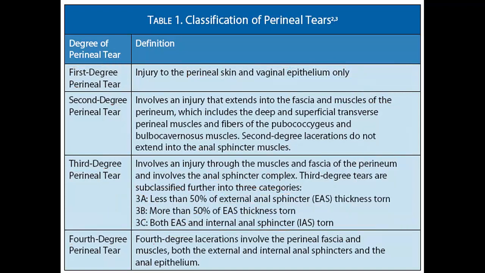And a fourth degree perineal tear involves the perineal fascia and muscles, and also both the external and internal sphincters and the anal mucosa. So this is about the classification of perineal tear: first degree, second degree, third degree and fourth degree.